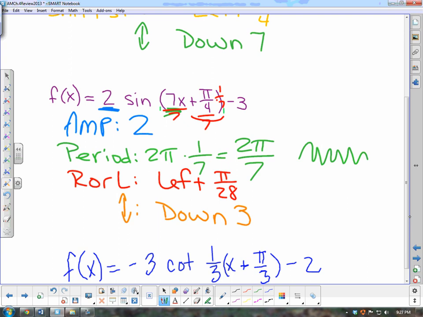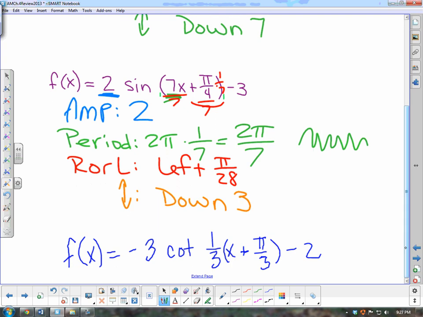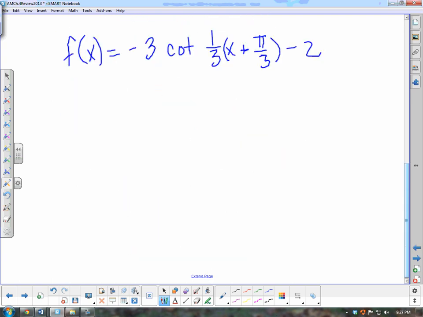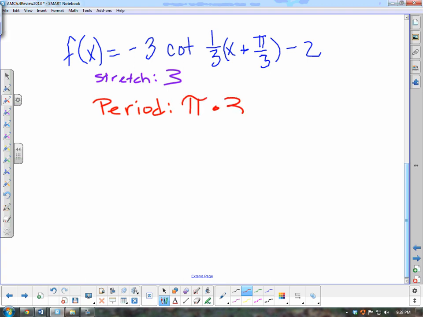And then finally, this last one here, -3 cotangent 1/3 x plus pi over 3 minus 2. It has a stretch vertically of 3. Period. Remember, with tangent and cotangent, it is pi times the reciprocal of what's there. So that would be 3. So 3 pi.